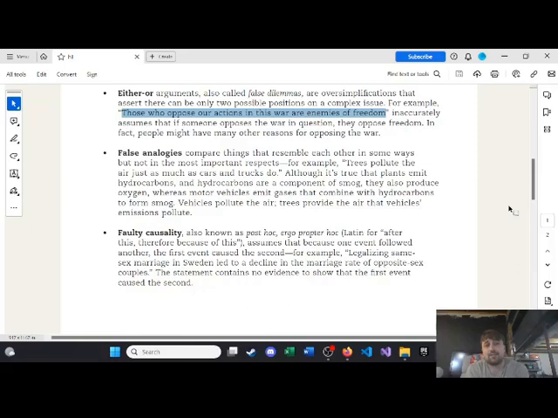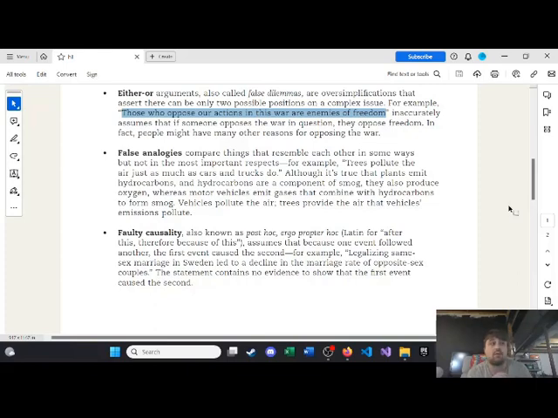Okay, so here we have either you oppose our actions in this war and are enemies of freedom, or you don't oppose our actions in this war and are friends of freedom, I guess, right? But couldn't you have a third option? So couldn't you oppose the actions in the war, but be a friend of freedom?